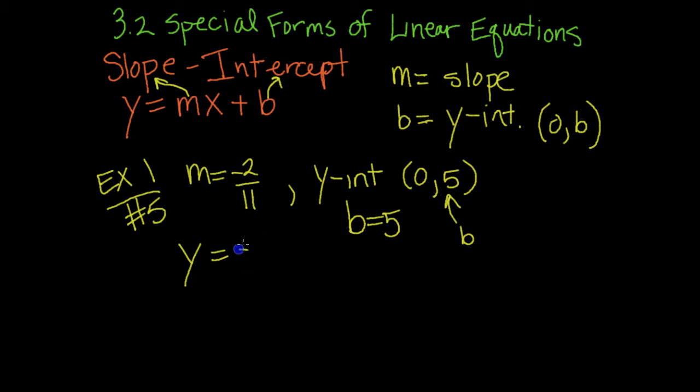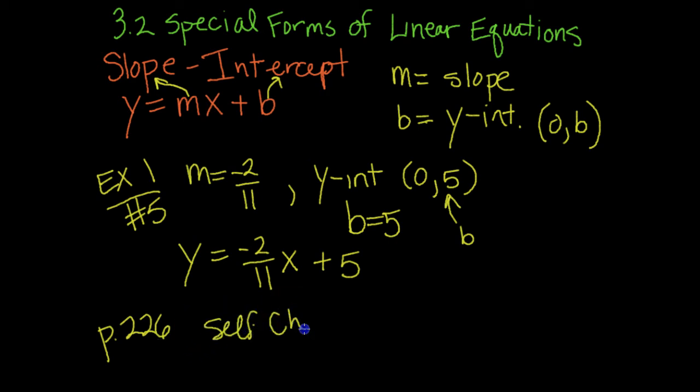The coefficient of x is negative 2/11. That's the slope. Don't forget your x. That's a common mistake students will make. If you forgot your x, then you would have a constant. You would have a horizontal line because it would just be a number, right? With a 0 slope. So I would like you to try on page 226, there's a self-check, and I would like you to try self-check 1 now. So you can pause the video and try self-check 1 and check your answer at the back of the section. See how you do.